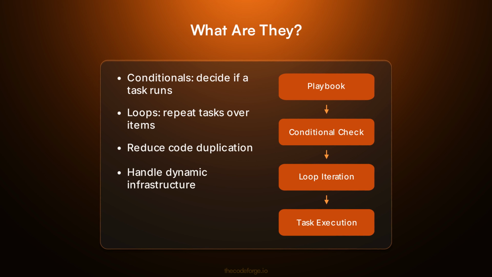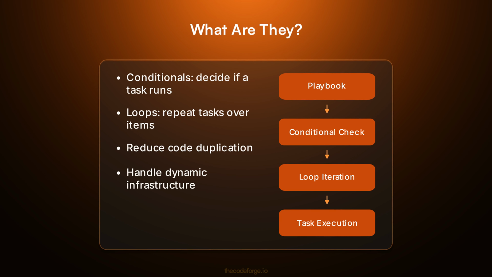Ansible Conditionals use the when keyword to run tasks only when certain conditions are met. Loops let you repeat a task for multiple items, like creating many users. Together, they make your playbooks concise and maintainable.